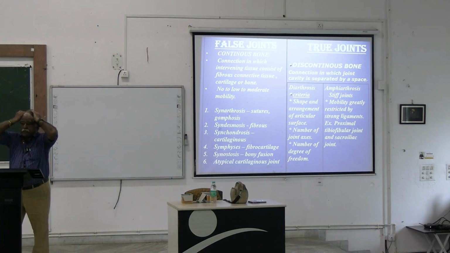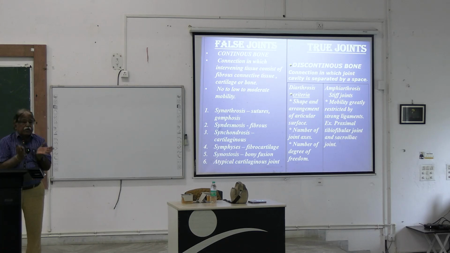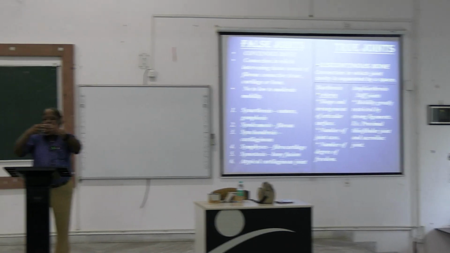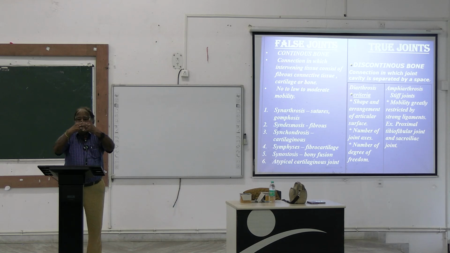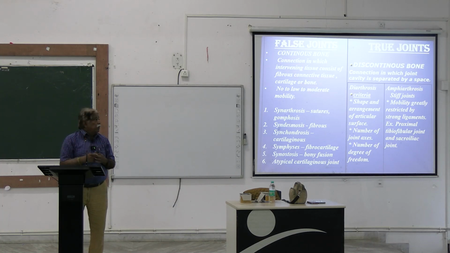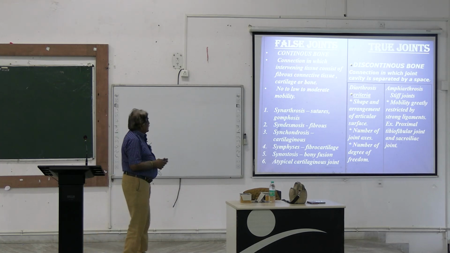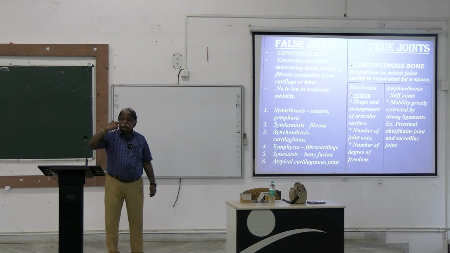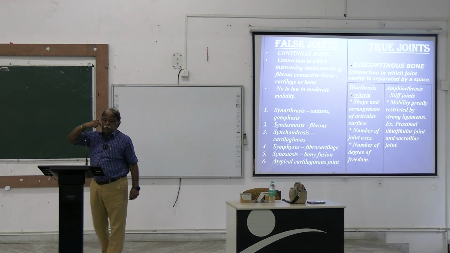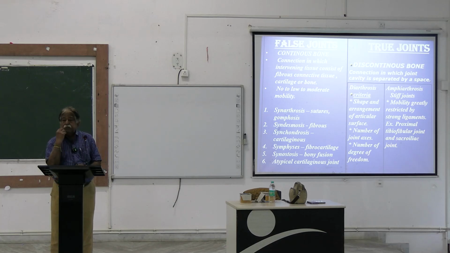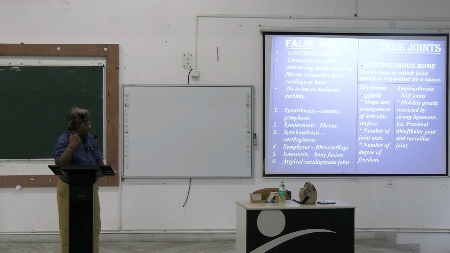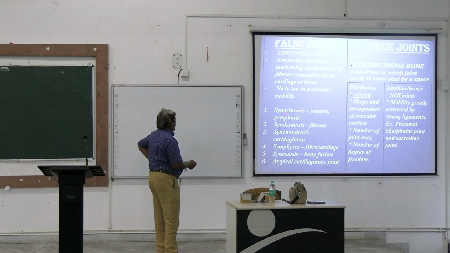In the synarthrosis and sutures, if you see the skull, you will see it is interdigitating with the two bones of your parietal and occipital. You can see the sutures like this. Now, gomphosis is where, in the mandible and the maxilla, the tooth is held in the cavity. That is known as sutures and gomphosis.